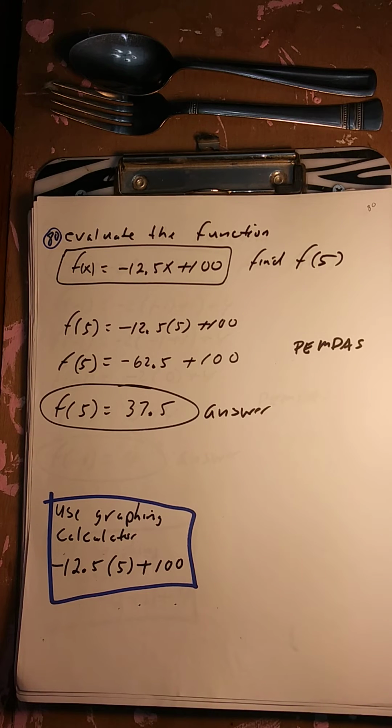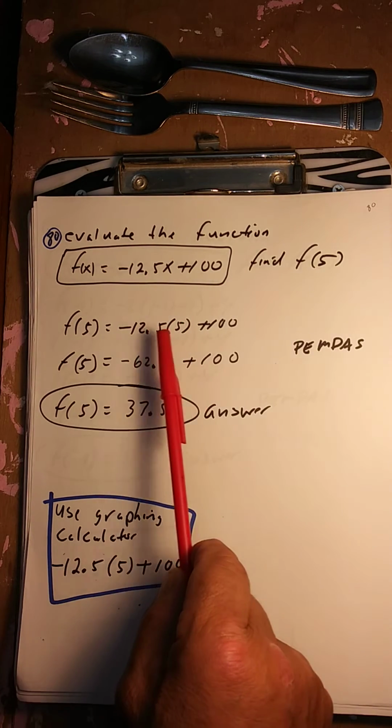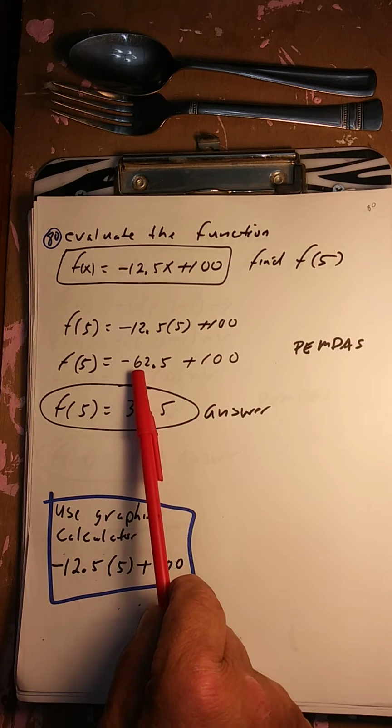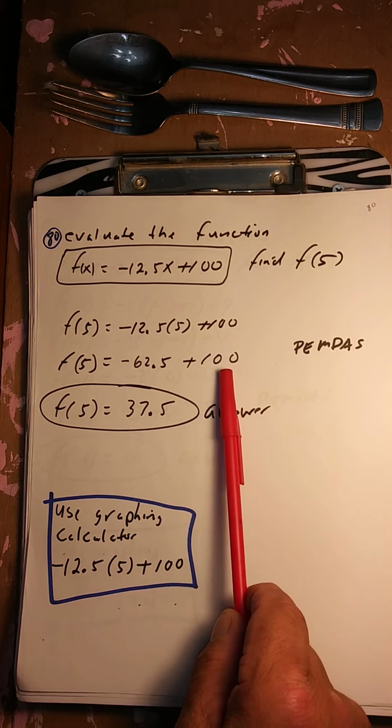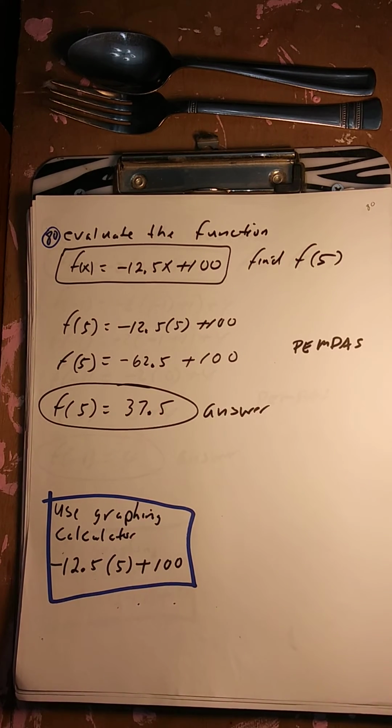Ooh, decimals. That's okay. We can get this. Use your calculator, of course. Put a 5 in there. So 5 times this is negative 62.5, plus 100. 100 minus 62.5 is going to be 37.5.